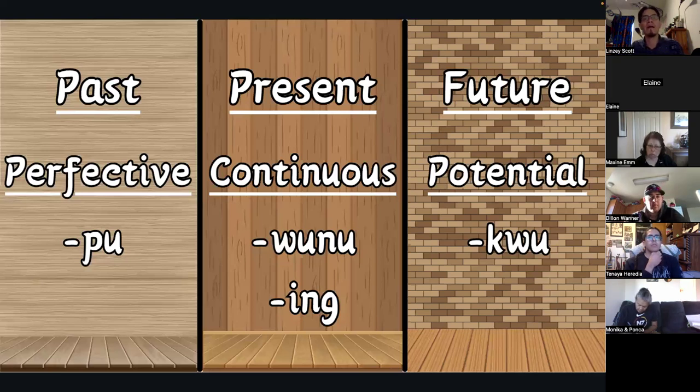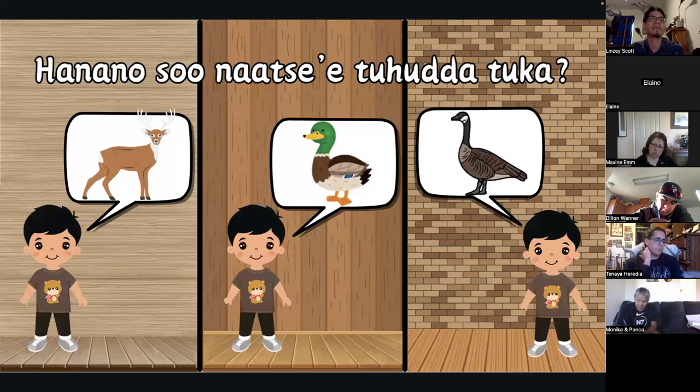But I also do not like calling this a past tense suffix because it's not really a past tense suffix. But again, it often refers to something that has been completed in the past. So let's ask a new question. Hanano sunatsi tuhudadika. Again, this is the same question, but with a new food item. In this case, it is tuhudda, which is deer.